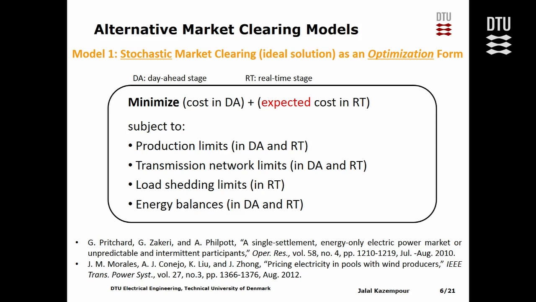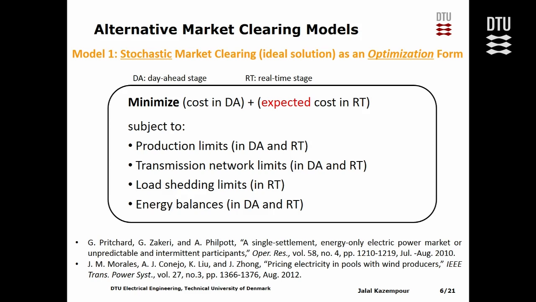So we are trying to minimize the cost in DA. DA stands for day ahead. RT stands for real time. So system cost in day ahead plus expected cost in real time, subject to production limits in both day ahead and real time, transmission network limits if we have transmission in day ahead and real time, load shedding limits if we have load shedding in real time, which we can add here but at a very, very high cost, and energy balances in the day ahead and real time.